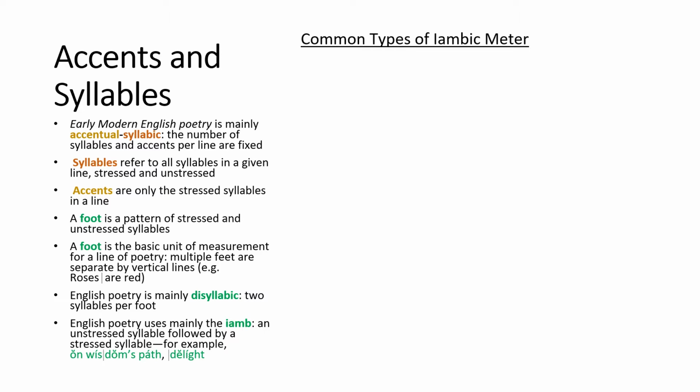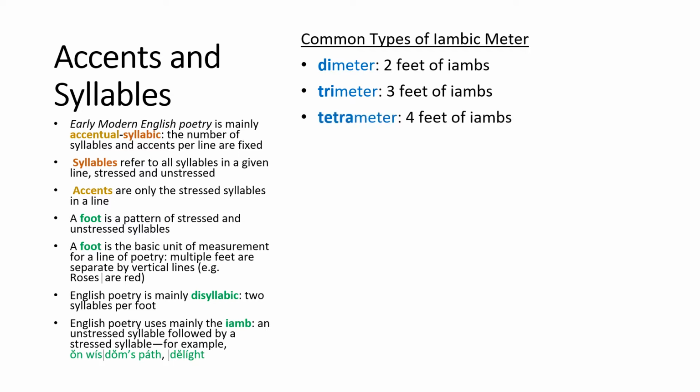Common types of iambic meter include dimeter, that's 2 feet of iambs, trimeter, 3 feet of iambs, and actually our example in the second point about feet, roses are red, is a dimeter pattern. On wisdom's path delight is a trimeter pattern. Tetrameter, 4 feet of iambs. This is a very common pattern in English poetry.